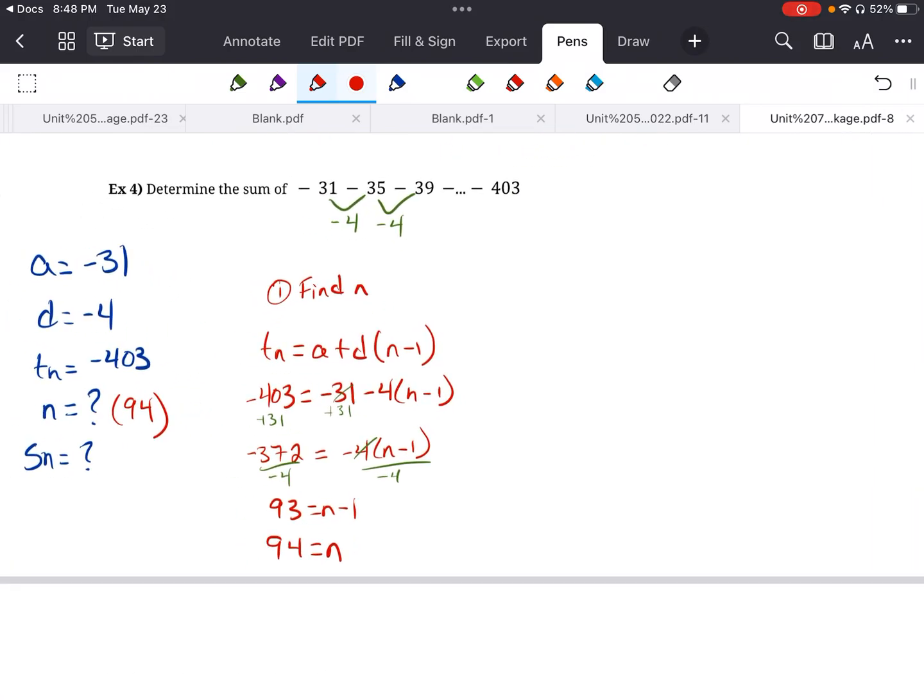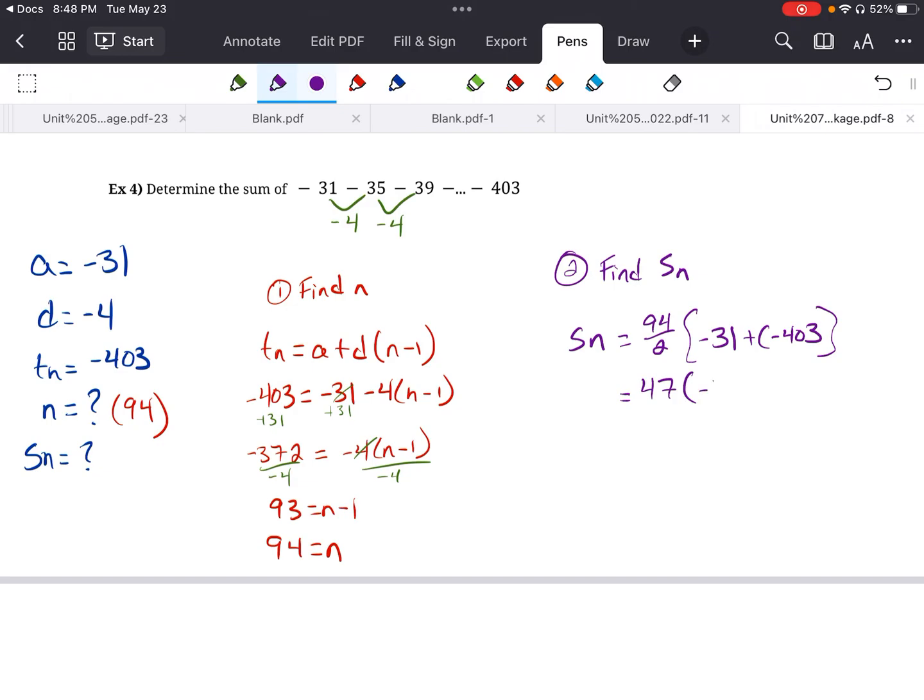So we just did recursive above. Let's find Sn. Let's just do recursive again. We know the n value, we know the starting value, now we know n. And it is a little bit quicker. And 47 times negative 434 is negative 20,398. The sum of that series.